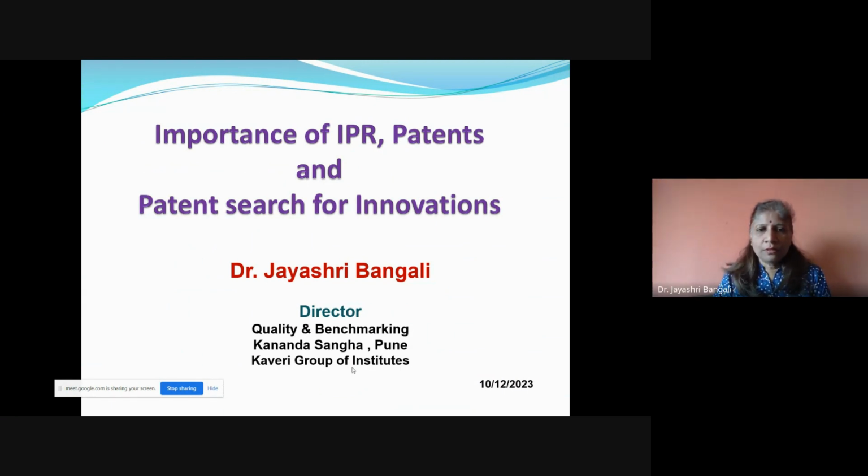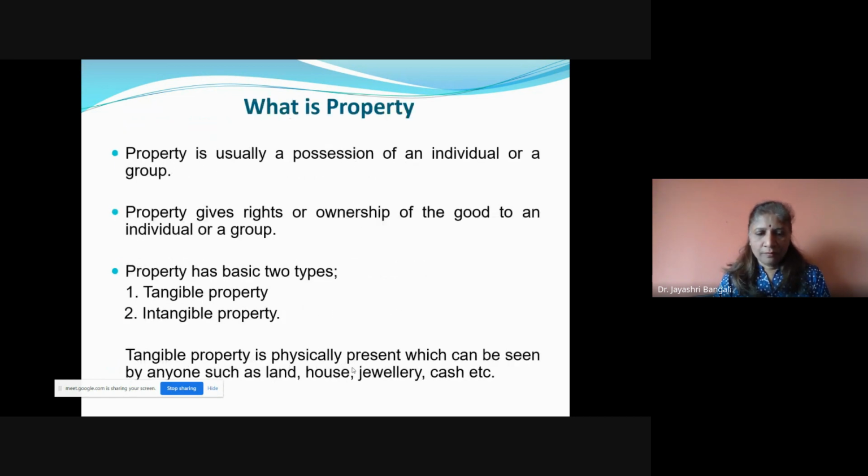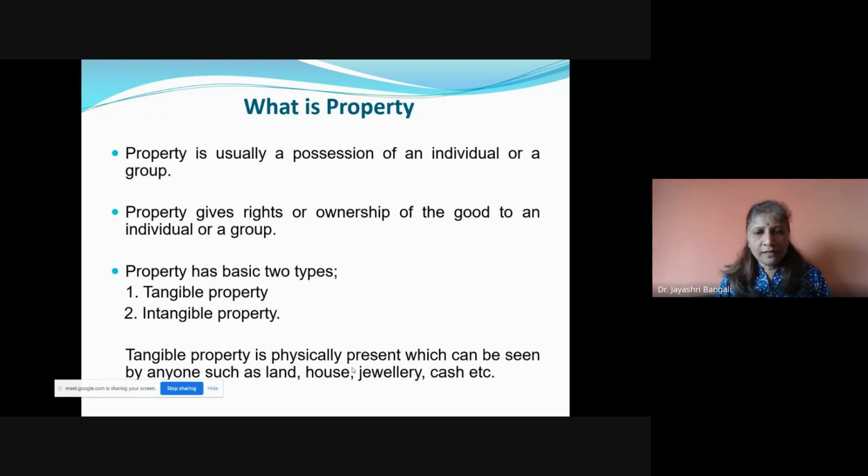Today I'm going to talk on the importance of IPR, patents and patent search for innovation, meaning how you are going to search for a particular patent to see if it is previously available or not. I'm going to explain how to do that search. The presentation outline will be introduction to intellectual property, types of intellectual property and IPR, importance of IPR and filing patents, getting patents in India and abroad, and patent search for innovations. Is my voice clearly audible? Yes, ma'am. If any problem occurs in between, please interrupt me.